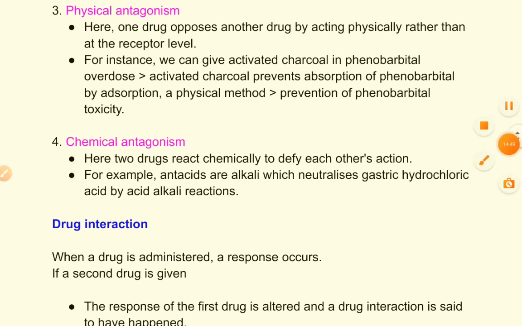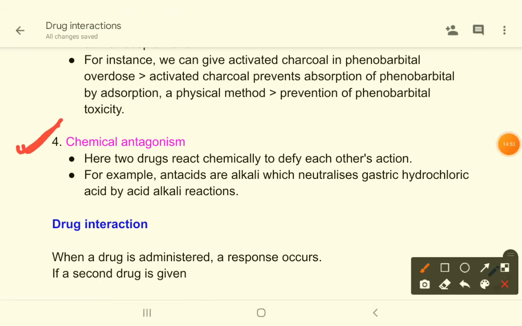What is chemical antagonism? Here the two drugs react chemically with each other. So one drug antagonizes the other. For example, antacids. Antacids are alkali which neutralize gastric hydrochloric acid. How? By acid alkali reactions. By acid alkali reactions, we know there is production of salt and water, so there is no more acidity, and this is beneficial in peptic ulcer disease.